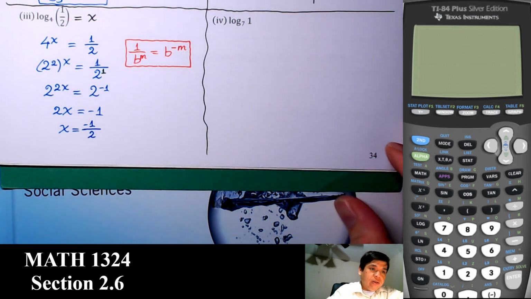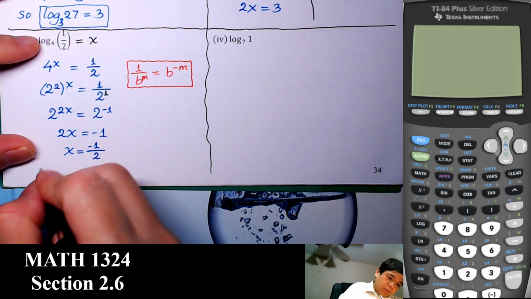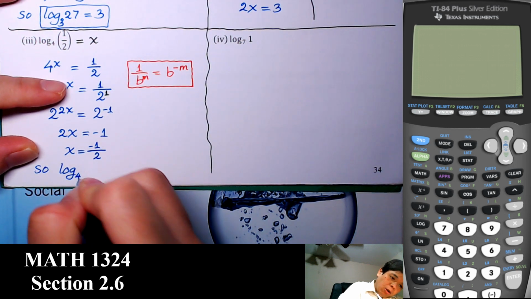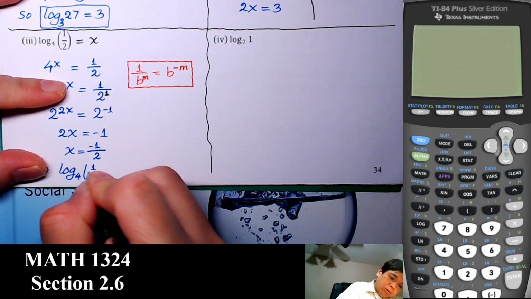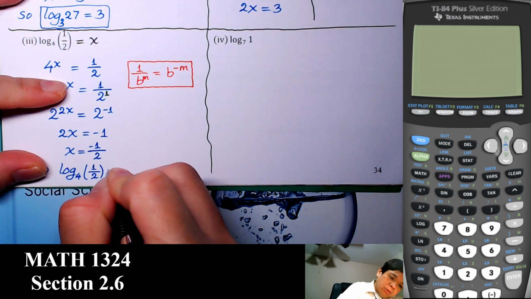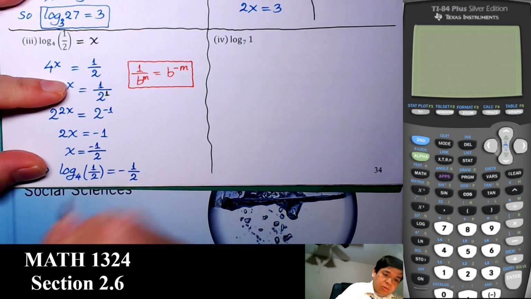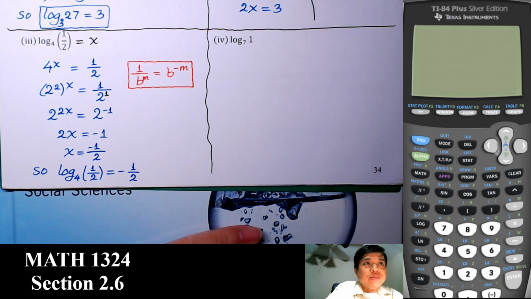So we have log base 4 of 1 half is equal to negative 1/2. Right.